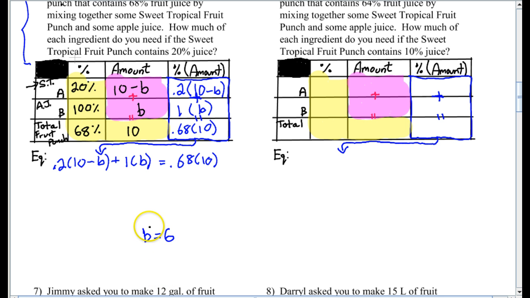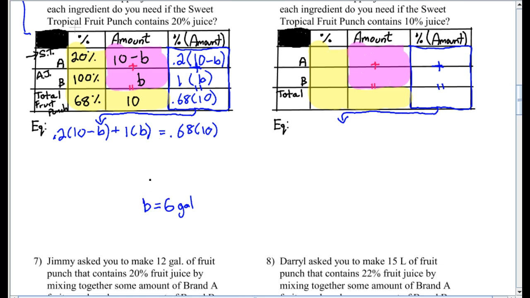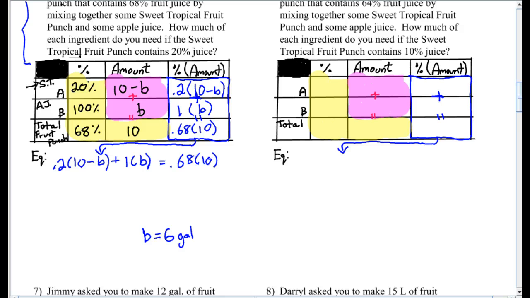So, is this the answer? No. Why is this not the answer? Gallons. Okay, so units. Gallons. Now is that the answer? Yes. No, not yet. So always with word problems, look back and say, did we answer the question? The equation is just one piece of coming up with the answer.